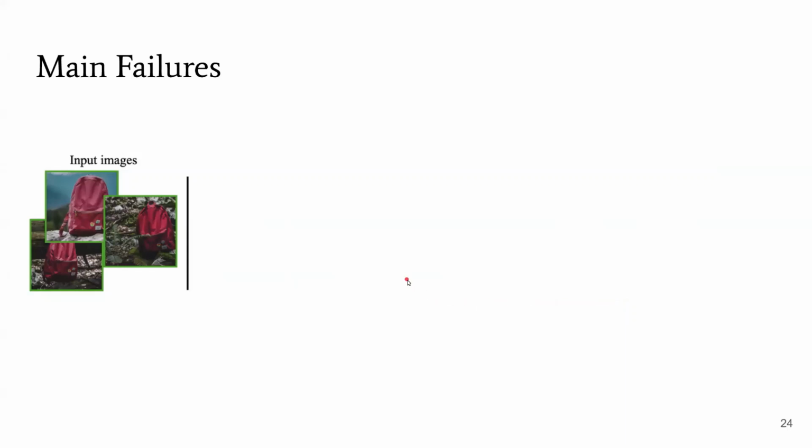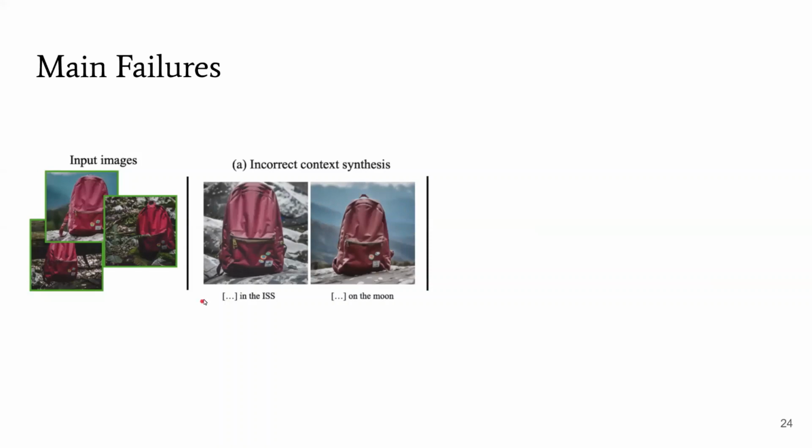Now to go over some main failure points of this method. We have these images of pink backpacks in a forest. The first failure point they found was incorrect context synthesis. They gave it prompts like the backpack in the ISS or the backpack on the moon, and it wasn't able to generate these contexts. The idea behind that is the priors for these contexts weren't strong enough, or the combination of the subject and the context was too rare for the model to be able to generate it.